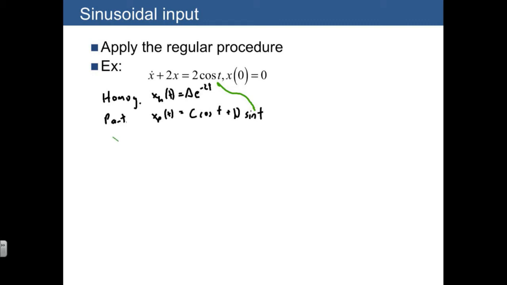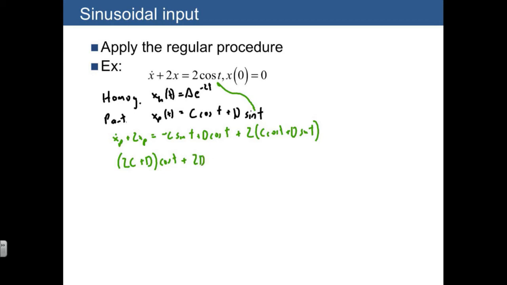The way we find the particular solution's coefficients is we just plug them into the differential equation. So we need the derivative of xp, which is negative C sine t plus D cosine t, plus twice the original xp, which is C cosine t plus D sine t. When we add these together, we end up with (2C plus D) cosine t plus (2D minus C) sine t. And this has to be equal to the right-hand side of our equation. And so we know that that has to be 2 cosine t.